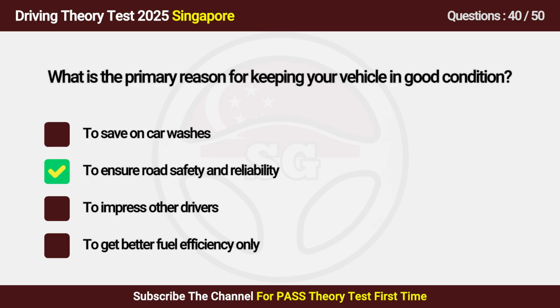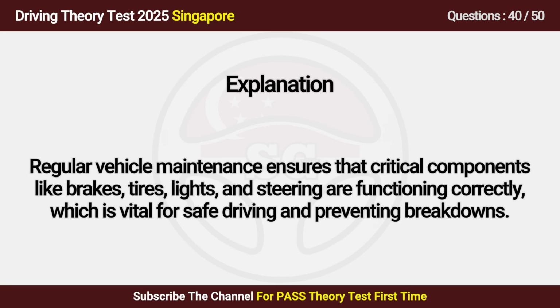Answer is B. To ensure road safety and reliability. Regular vehicle maintenance ensures that critical components like brakes, tires, lights, and steering are functioning correctly, which is vital for safe driving and preventing breakdowns.